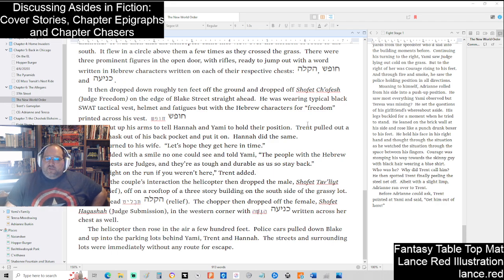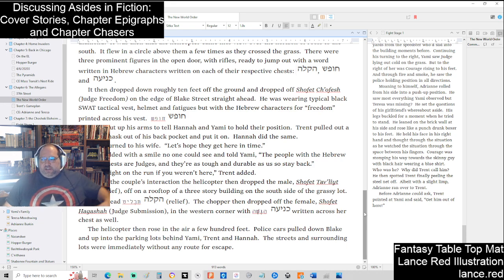So getting back to my writing here, Yami, Hannah, and Trent end up in an empty grassy lot in the McKinley Park neighborhood of Chicago, and they get surrounded by police, and then these officers with various Hebrew characters on their chests all drop down and are going to attack them. But I'm like, man, I really want Adrian and Teresa to show up, but I need to give a little more leading time for the audience to know that they're on their way.